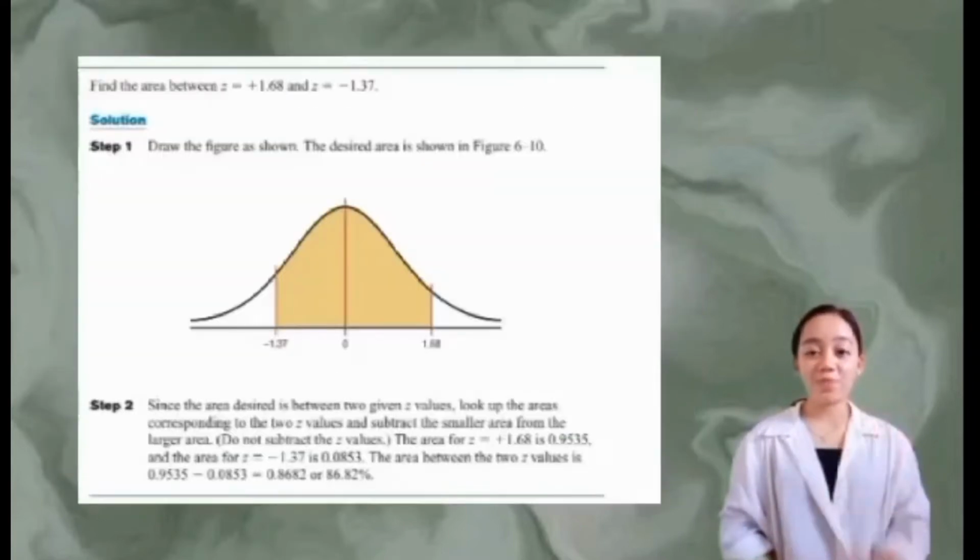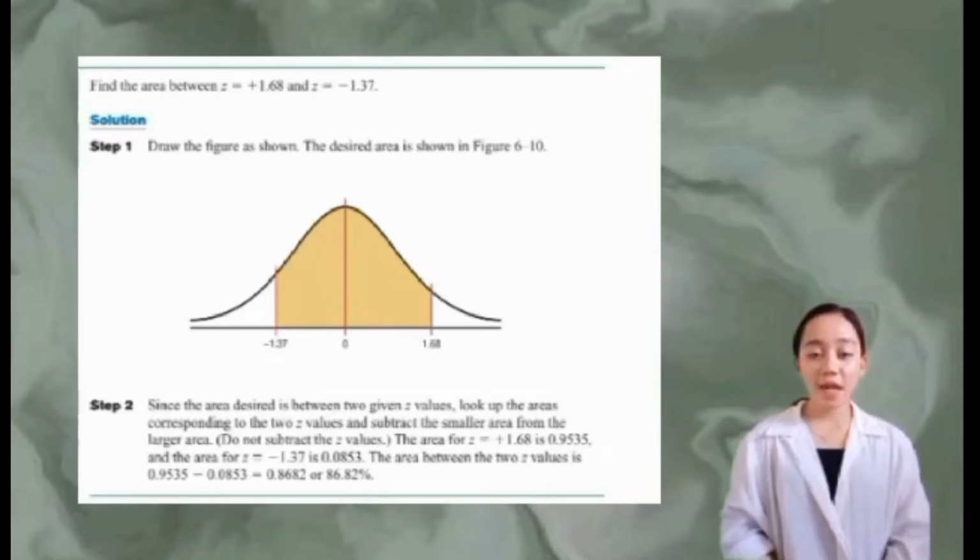Number 3. Between any two z values, look up both z values and subtract the corresponding areas. Example for case number 3. Find the area between z equals positive 1.68 and z equals negative 1.37.